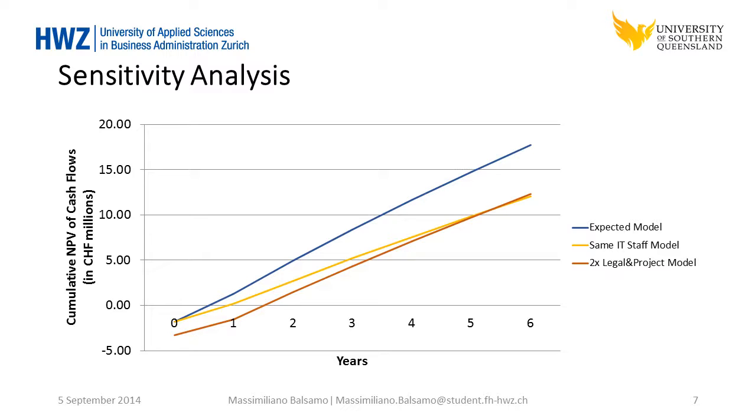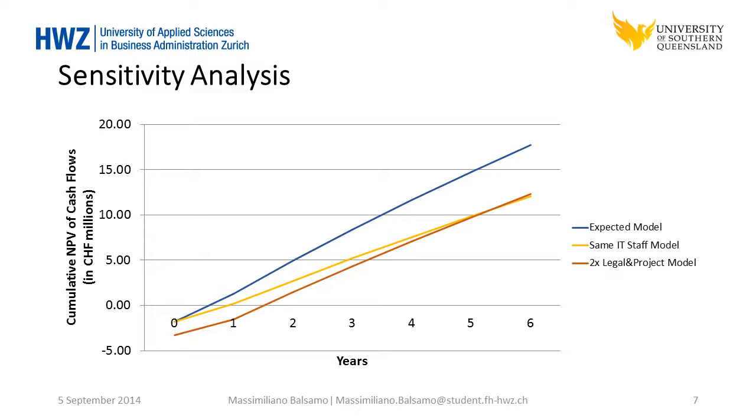It's actually according with the same staff, but meaning that there are no benefits of reduced staff. Of course, all the staff that will be reduced would work on other projects because we have an increased IT budget. But again, here, just to have a kind of stress test, we have used no benefits from reduced staff. The third one will be twice the legal costs and project costs model.